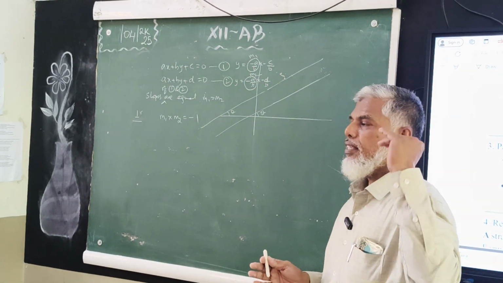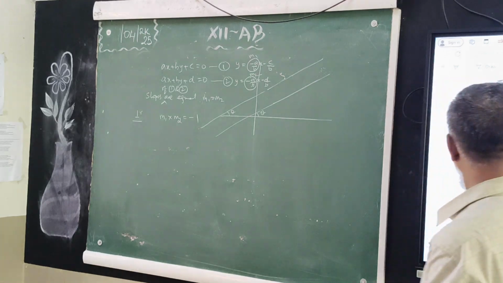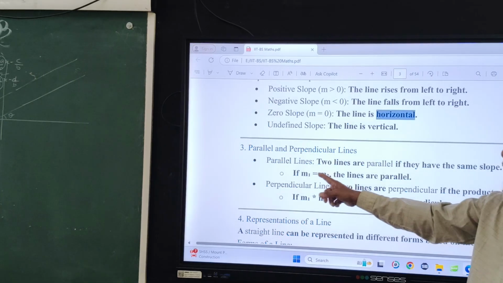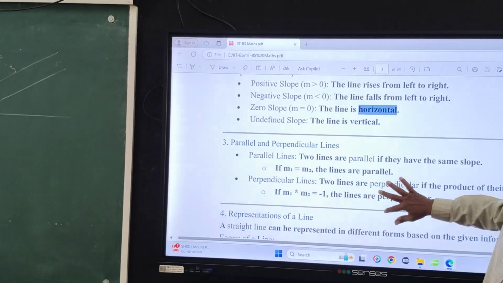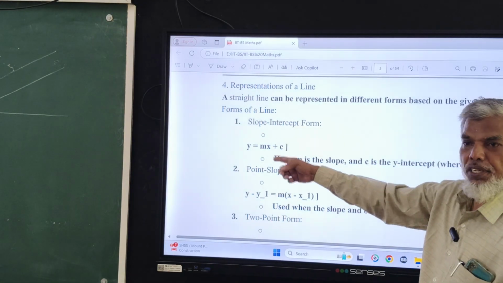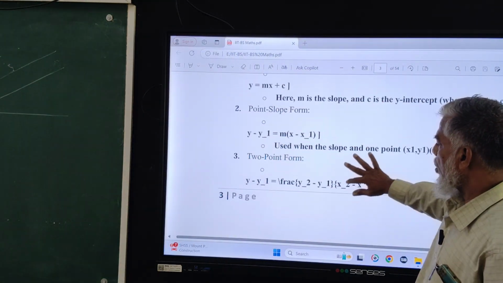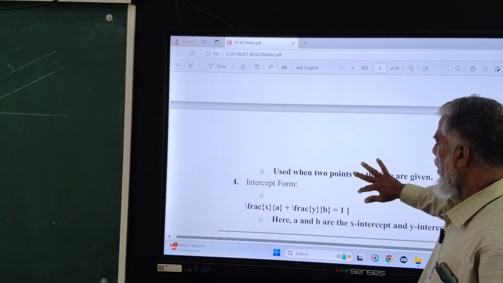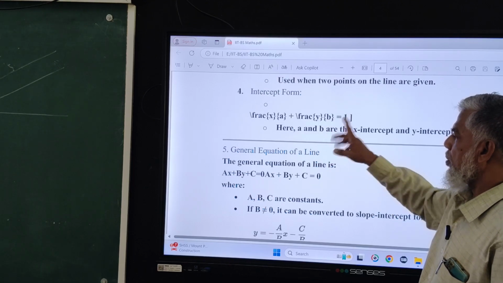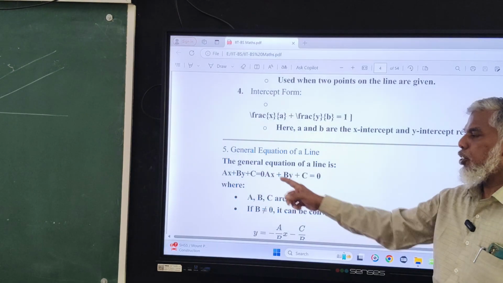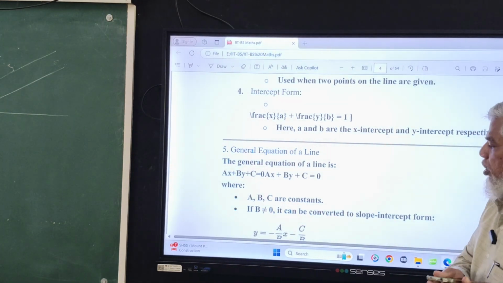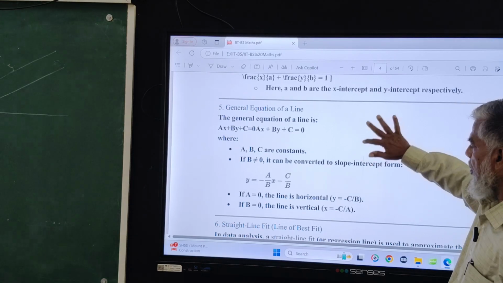You already studied this in 10th, plus 1 or plus 2. So, M1 M2 equal to minus 1, the lines are perpendicular. When M1 equal to M2, the lines are parallel. Okay. Now, y-intercept we already studied, isn't it? Y-intercept form, one-point form, two-point form, intercept form. Okay, general equation ax plus by plus c equal to 0. General form also we studied. So, all the 5 forms we studied.